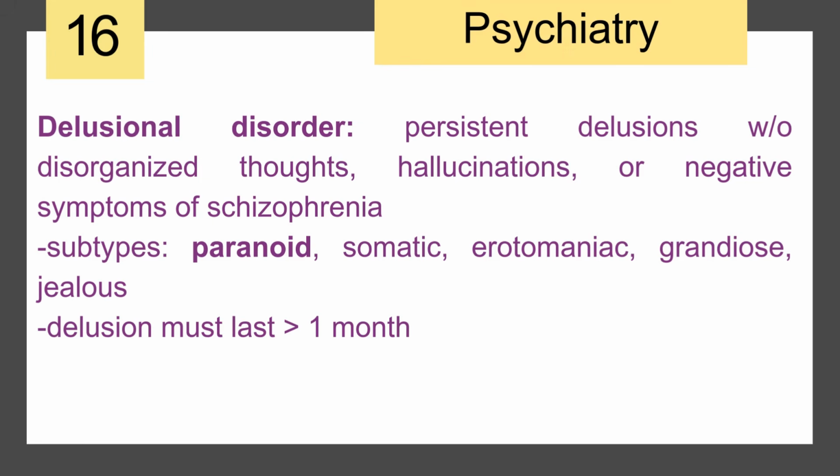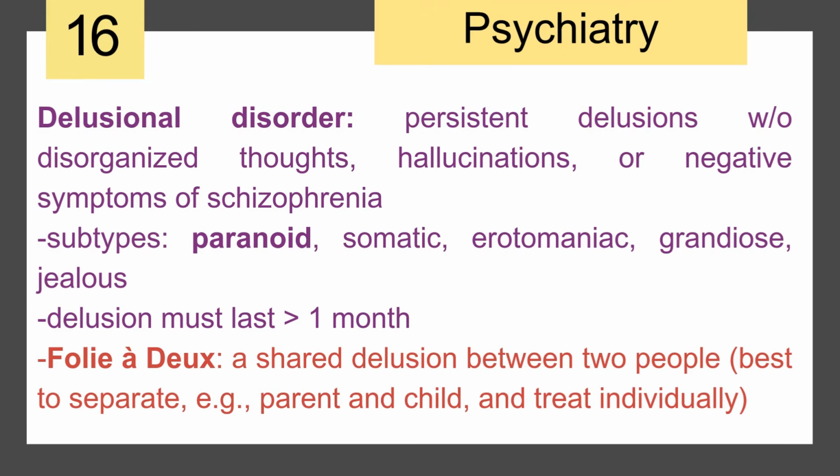Delusional disorder, here are the subtypes: paranoid, somatic, erotomaniac, grandiose, and jealous. And for this diagnosis, it has to be present for at least a month. And I just put this term over here, folie à deux, a shared delusion between two people. For example, a parent and a child where they share a delusion together.